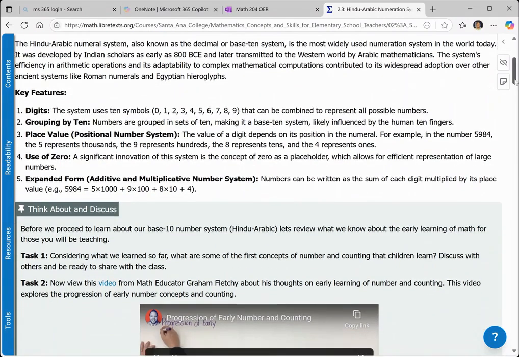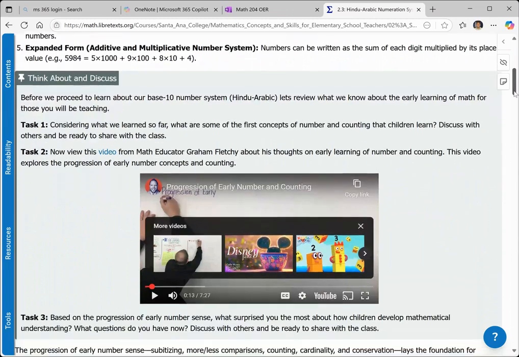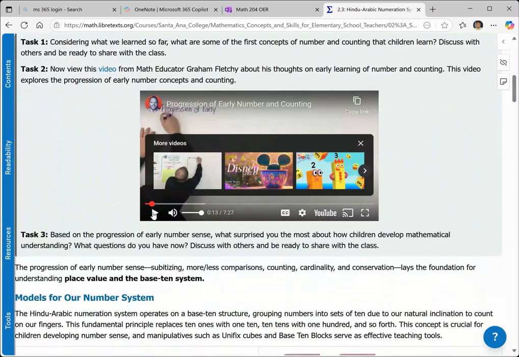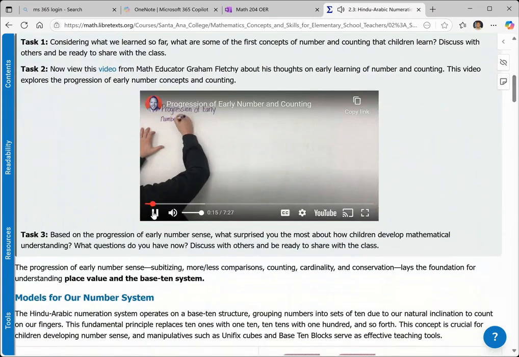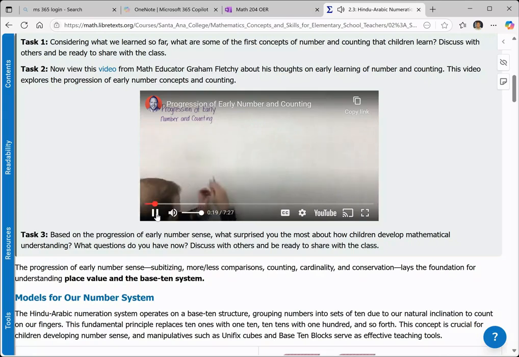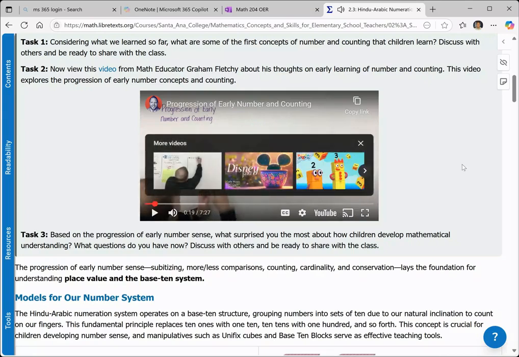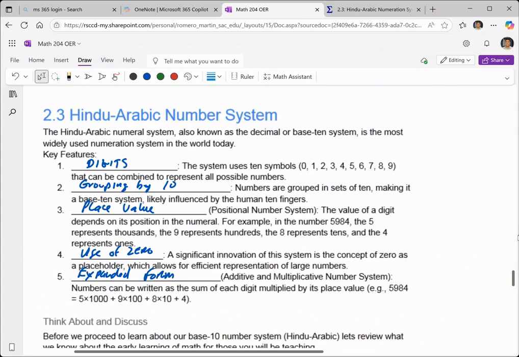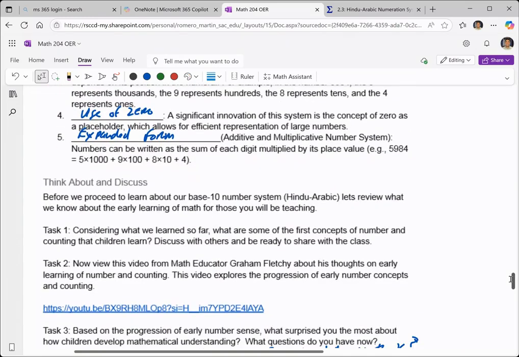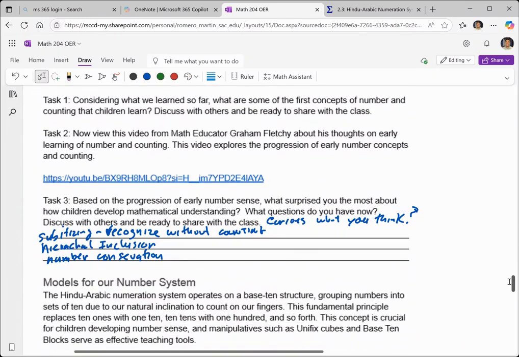Before we jump into the notes, I want to point out in the textbook this awesome video of early number and counting. I'm not going to play it. It comes to us in kindergarten, but it really does a good job of explaining how children learn numbers, and it's really worth the view to make sense of some of the terms and ideas there. But with that said, let's jump into our number system after viewing the video.